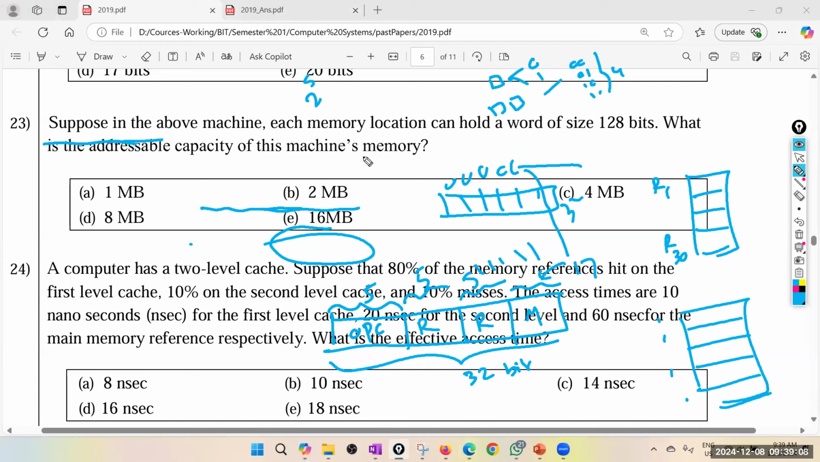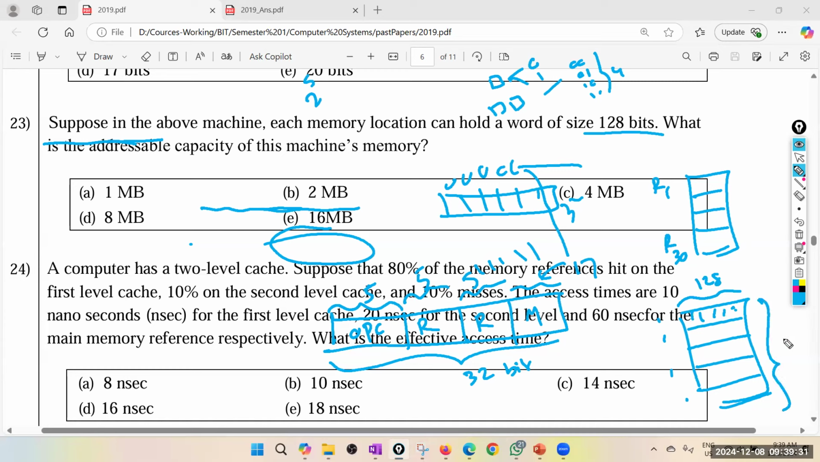Right. Suppose in the above machine, each memory location can hold a word size of 128. That means in each memory address you can keep 128 bits. That is what is my word size. We discussed that, memory organization. What is the addressable capacity of this machine's memory? What is the addressable capacity?